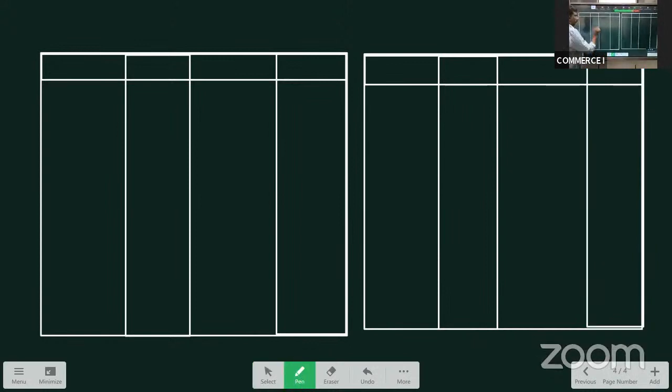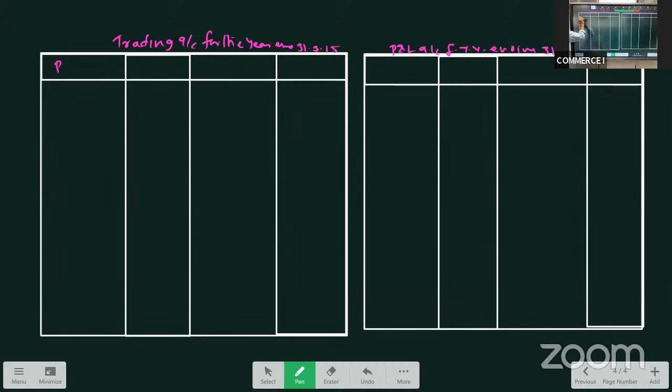Ready? Sure. So this is our trading account. Is the name of the firm given? Name of the firm is not given, only the closing date is given, that is trading account for the year ending on 31st March 15. Similarly, profit and loss account for the year ending on 31st March 2015.